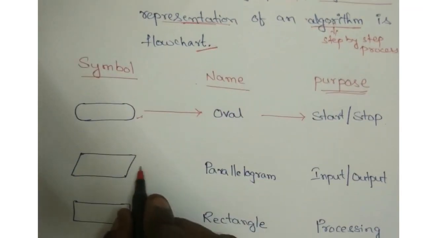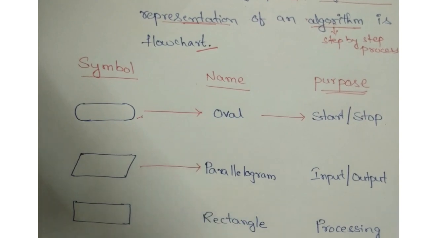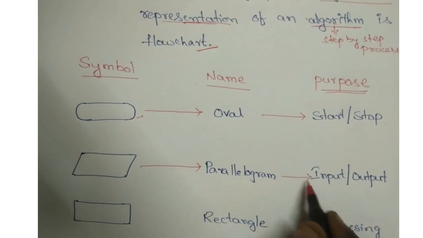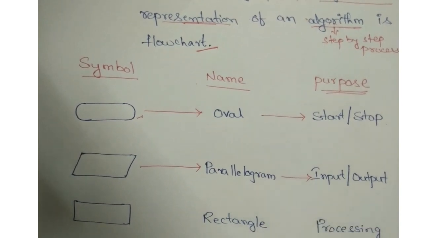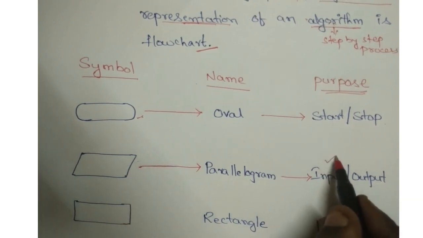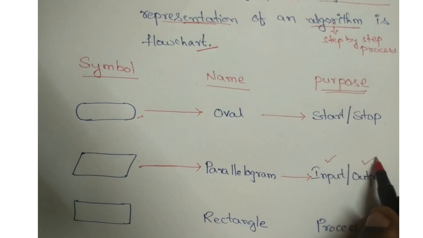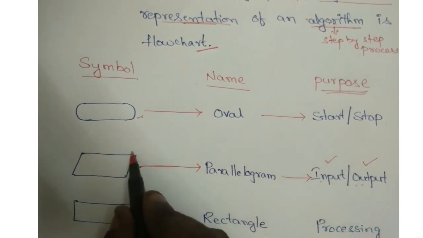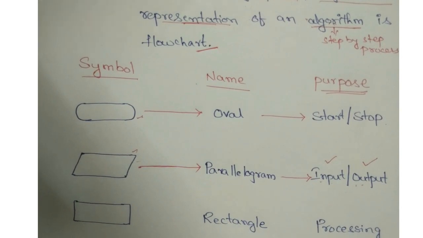And the next one, parallelogram. What is the need of the parallelogram symbol? Whenever you start, you have to read some input, and you can also produce some output. So the parallelogram symbol can be used to read the input as well as to display something as an output. For both purposes you use the parallelogram symbol.